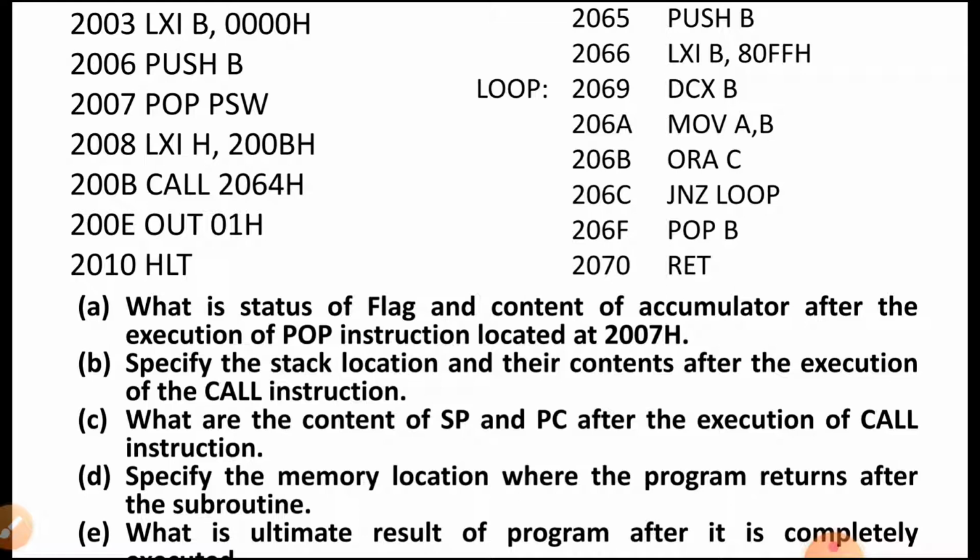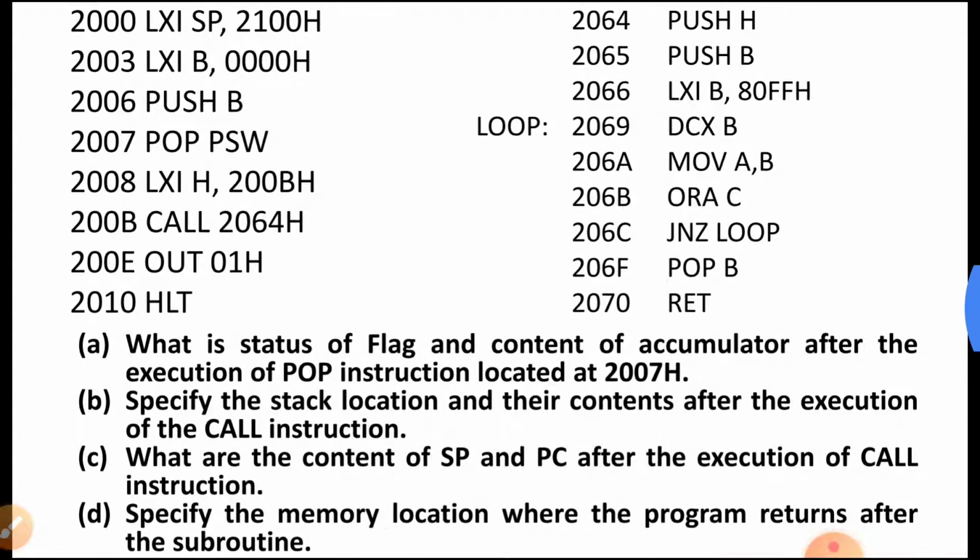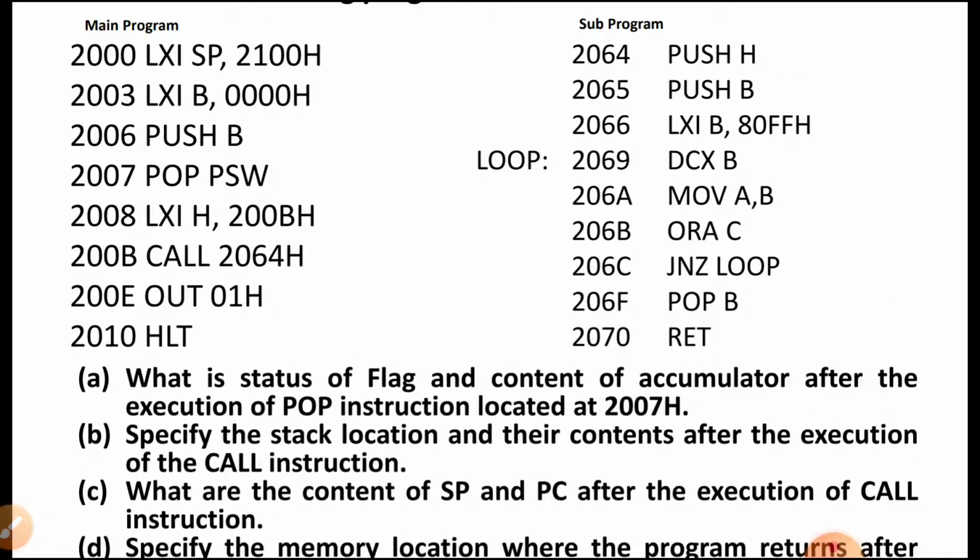And how will it be done? It is the duty of the call instruction to do that by the same process: decrementing the stack pointer by 1, copying the content of the higher order register, again decrementing the stack pointer by 1, and copying the lower order content, that is 64, into the stack. So the question is to specify the stack locations and their content after the execution of the call instruction. So let us check the status of the stack pointer before the call instruction. When the first instruction is executed, the stack pointer will be 2100.